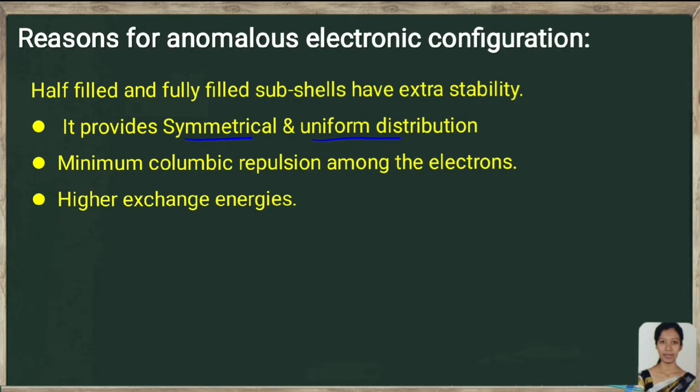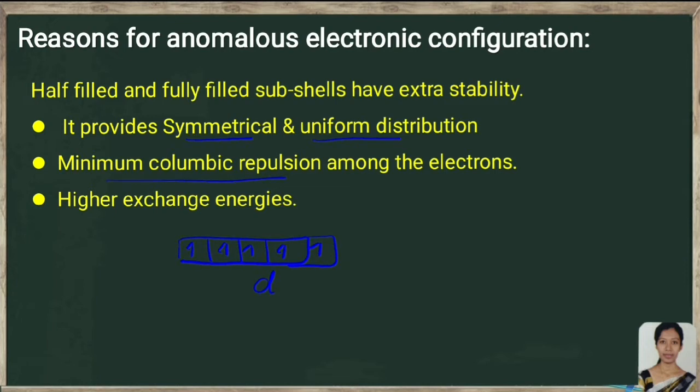When we have a symmetrical electronic configuration like half-filled, there will be 5 electrons in the inner d orbital. These 5 electrons will be arranged symmetrically in the d orbitals in order to minimize the repulsion among the electrons, so that there will be minimum coulombic repulsion between the electrons.